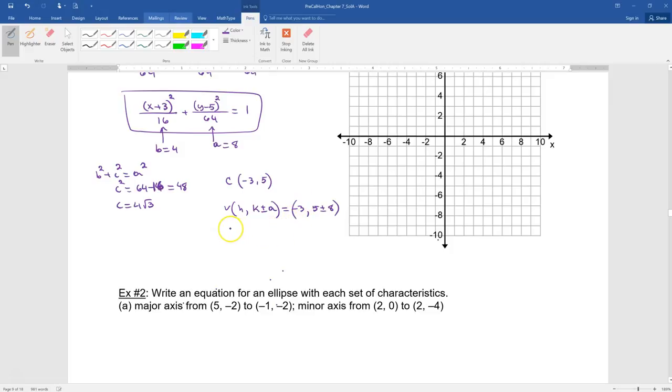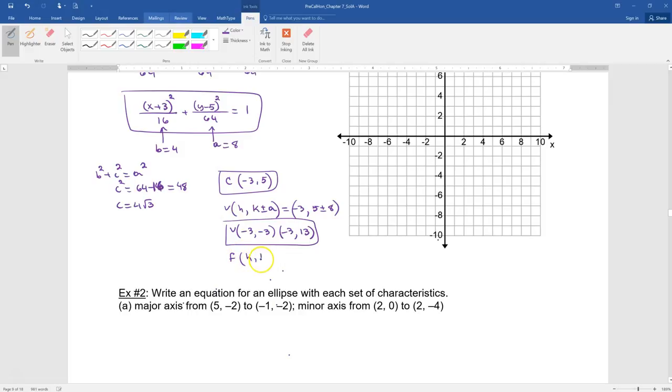That means, what are the vertices? Negative 3, comma, negative 3. Negative 3, comma, 13. Okay? Those are my vertices. So I got my center. I have my vertices. I need my foci.